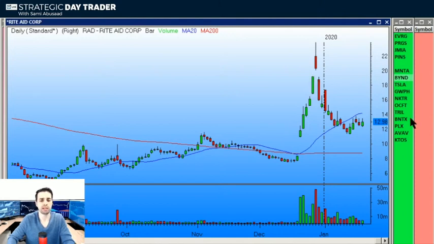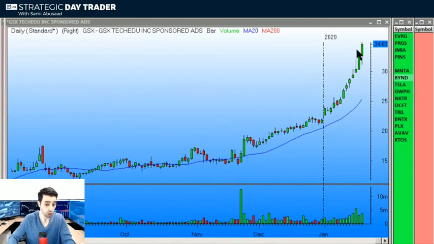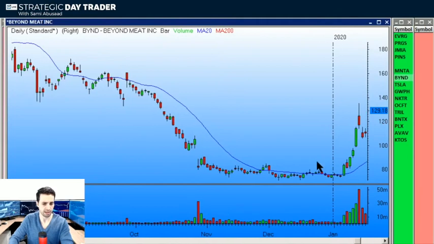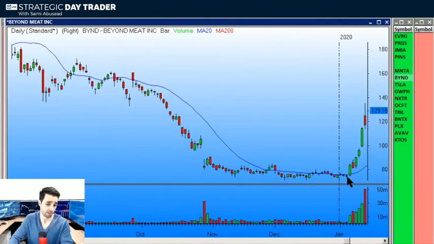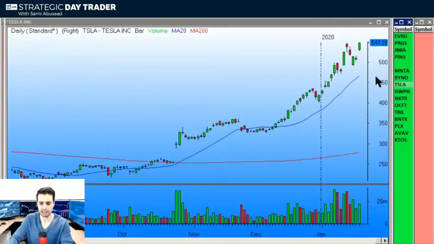So RAD would still be better, but something like the GSX, if this were to gap up a significant amount, it should set the top for months to come. Okay, so that's the GSX. So Beyond, as you can see, that's why I marked it novice, because it was up a lot and then gapped up. Tesla, the same thing.